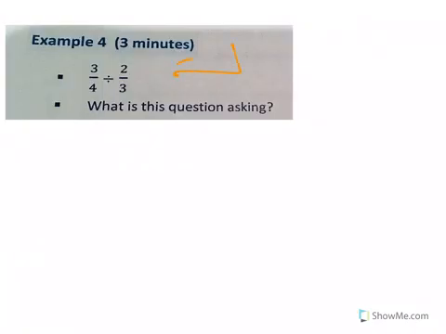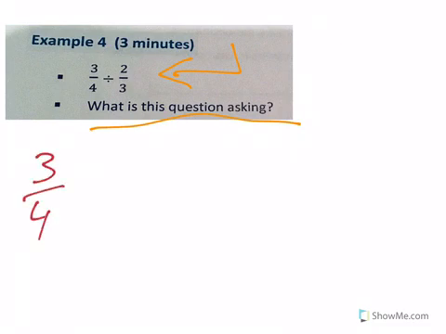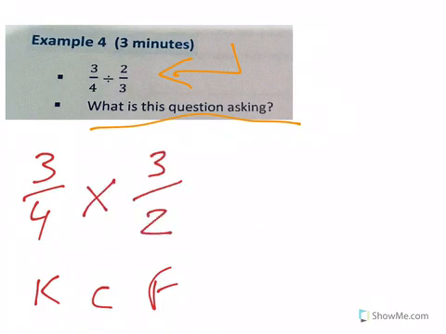Okay, the example here is 3/4 divided by 2/3, and it wants to know what the question is asking. So it could either be 2/3 of what is 3/4, or how many 2/3 are in 3/4. So something we can do here, we can do many things, much more than two. We could do the keep, change, flip: keep 3/4 the same, change division into multiplication, and flip 2/3 into 3 over 2.